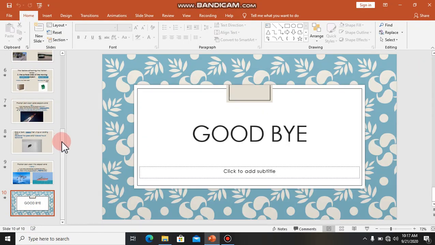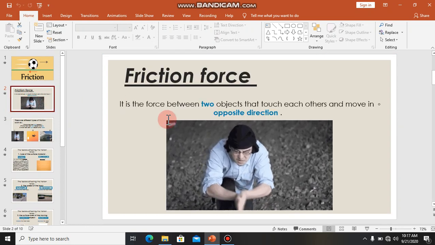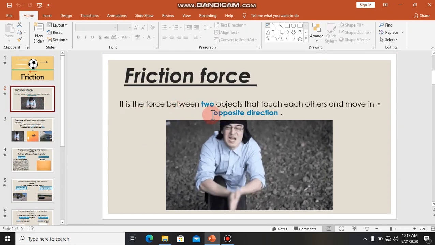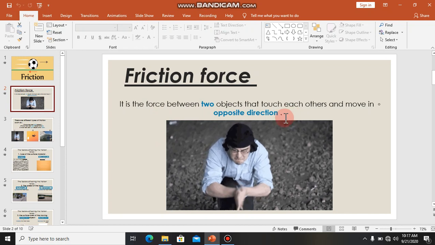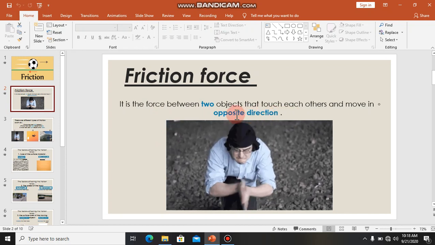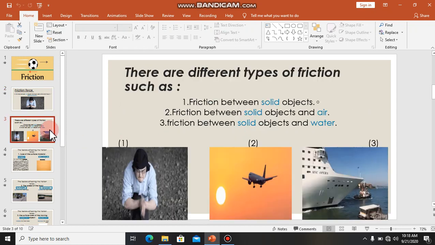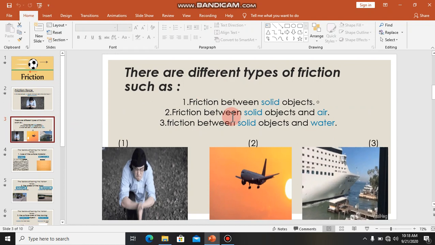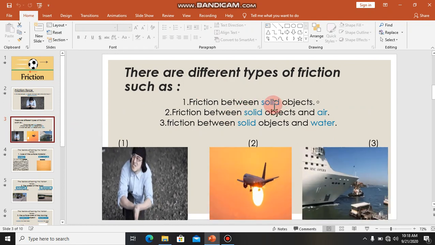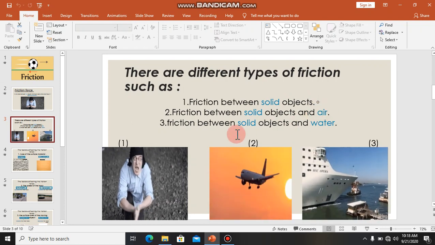And goodbye, but let's make a quick revision. Friction force between two objects that touch each other and move in what? Excellent, in opposite direction. There are three types of friction force. Friction between solid object and solid object, solid and air, solid and water.